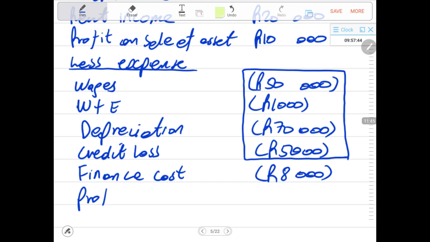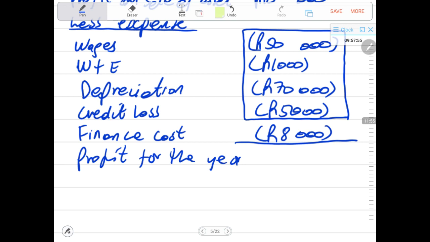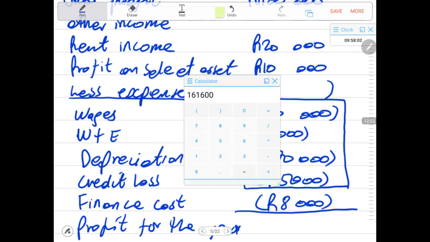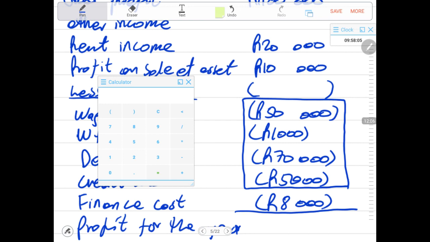Then after this, this will give us profit for the year, which is profit before tax, in other words. So now what will happen, we will have the total of the expenses here. Let me calculate my expenses. It will be a total of 50,000 rands plus 1,000 rands plus 70,000 rands plus 5,000 rands. So that means my expenses will be 126,000 rands.